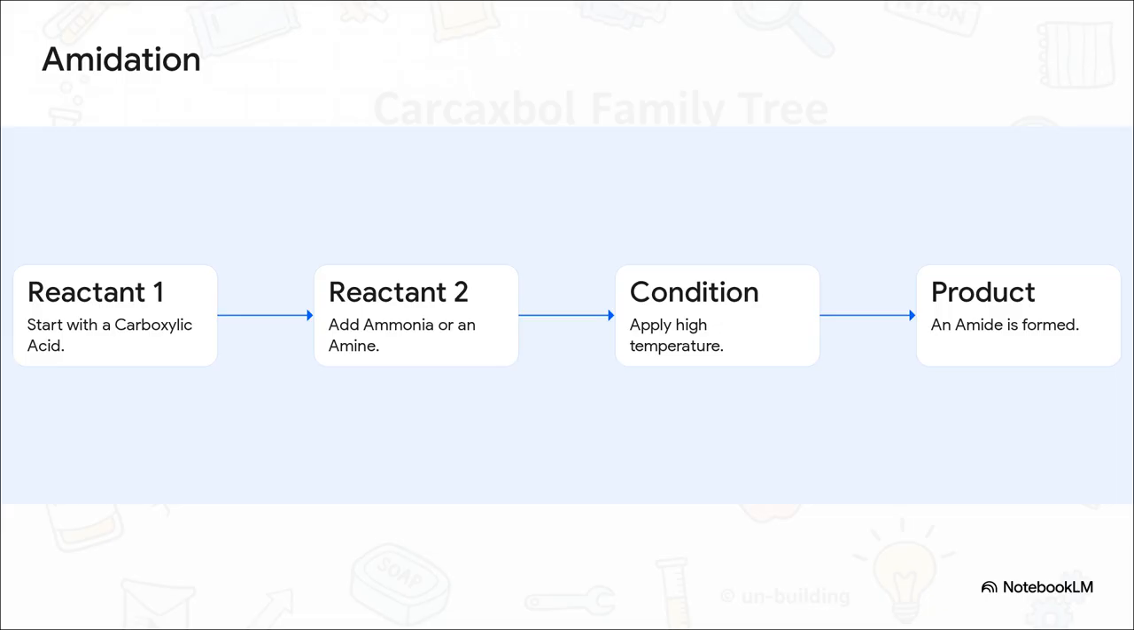This time, instead of an alcohol, you react the parent acid with ammonia or a related nitrogen compound. Add a little bit of heat, and once again, that hydroxyl group is replaced, this time by the nitrogen group, forming the amide. The key takeaway here is this predictable pattern of substitution. It's what gives chemists such incredible power.